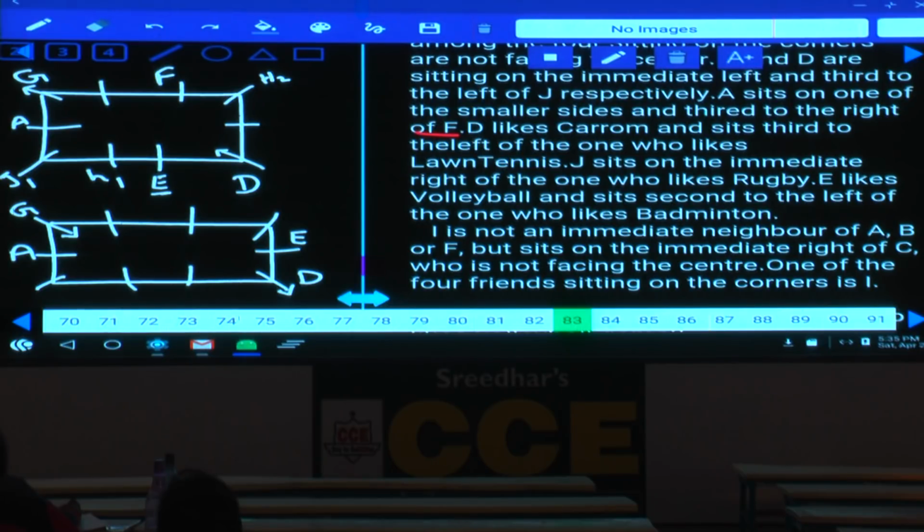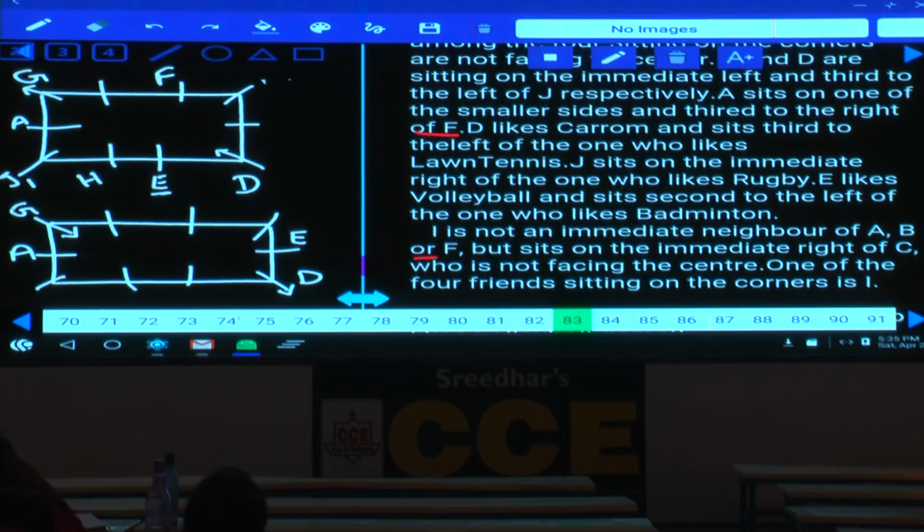If F is here, then J cannot be at this place. As J cannot be here, then H will be here. Are you following this one or not? If H is here, then what is the other case left over here? I is not an immediate neighbor of A, B or F.